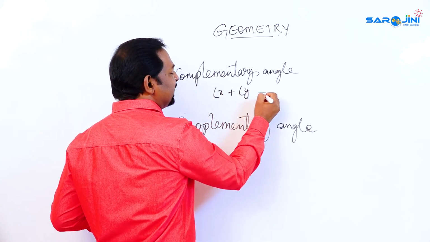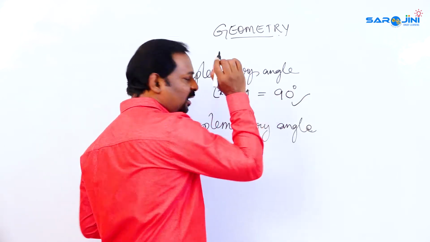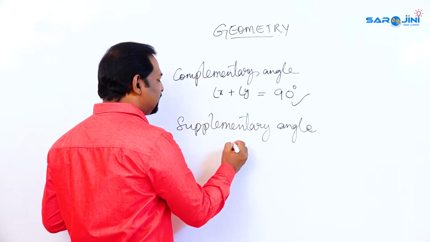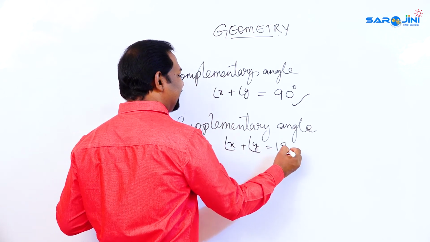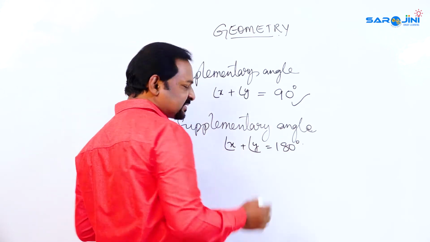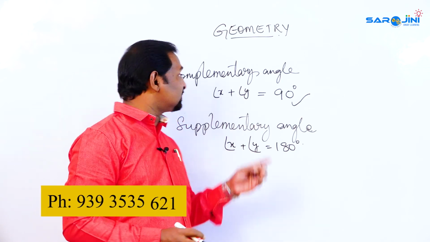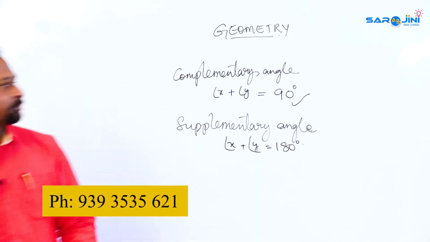If you add any 2 angles, say angle X and angle Y, and you get a total of 90 degrees, it is called a complementary angle. If you add any two angles and you get 180 degrees, that is a supplementary angle. These are the two differences you have to learn: one is complementary and the other is supplementary.